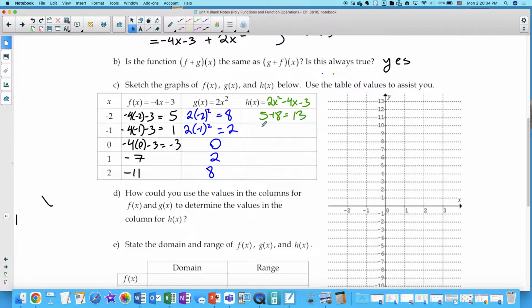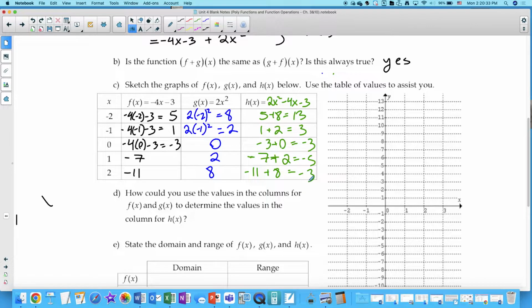This one is 1 plus 2, which is 3. Negative 3 plus 0 is negative 3. Negative 7, whoops, negative 7 plus 2 is negative 5. And then negative 11 plus 8 is negative 3.